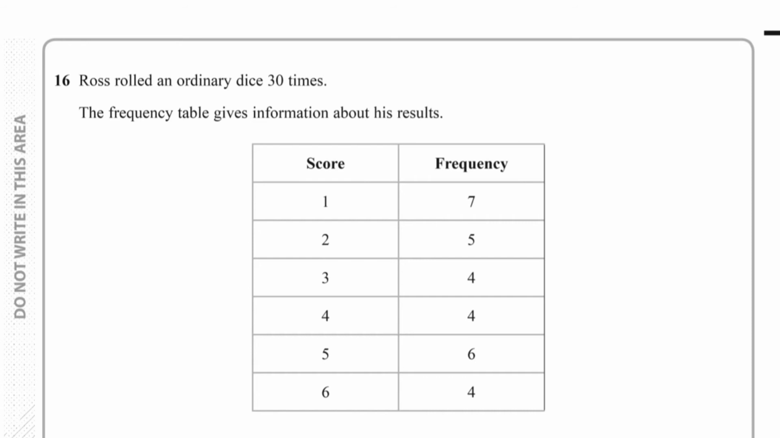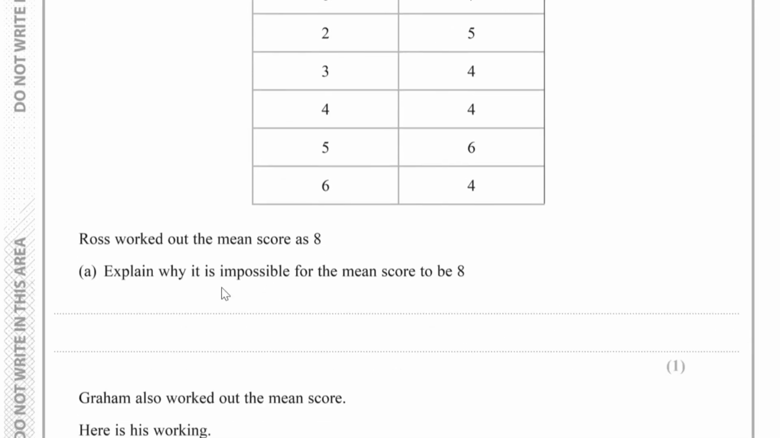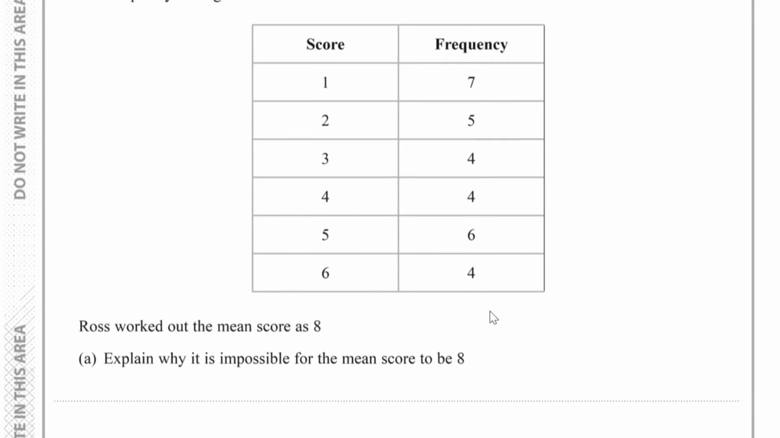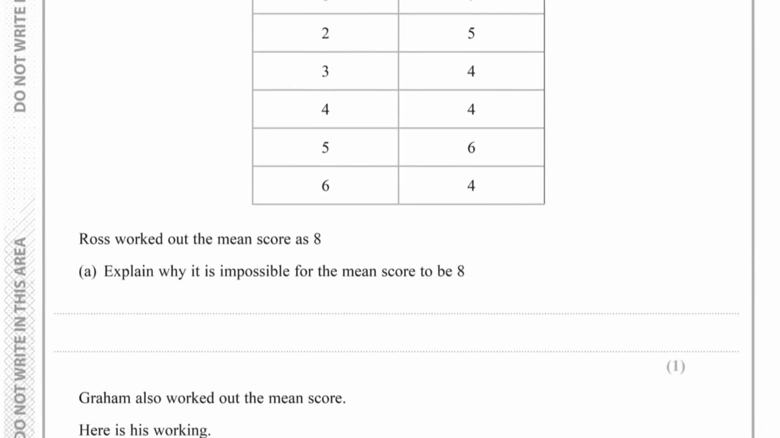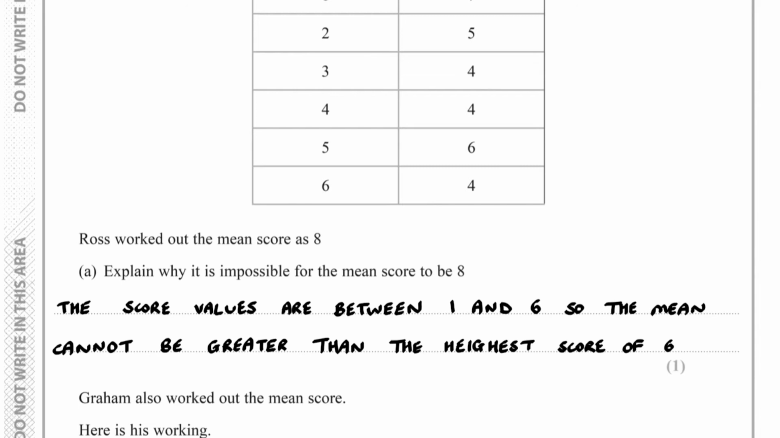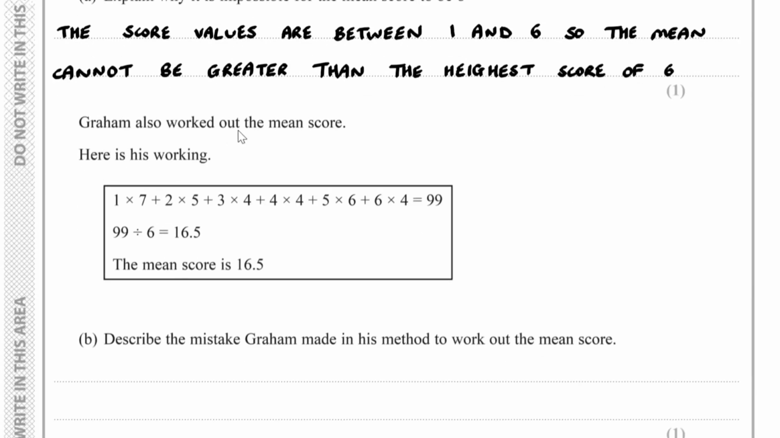Question number 16. Ross rolled an ordinary dice 30 times. The frequency table gives information about his results. Ross worked out the mean score as 8. We have to explain why it's impossible for the mean score to be 8. Well, the score has a minimum of 1 and a maximum of 6. So, the scores have values between 1 and 6, and so the mean cannot be greater than the highest score of 6. Then Graham also worked out the mean score.